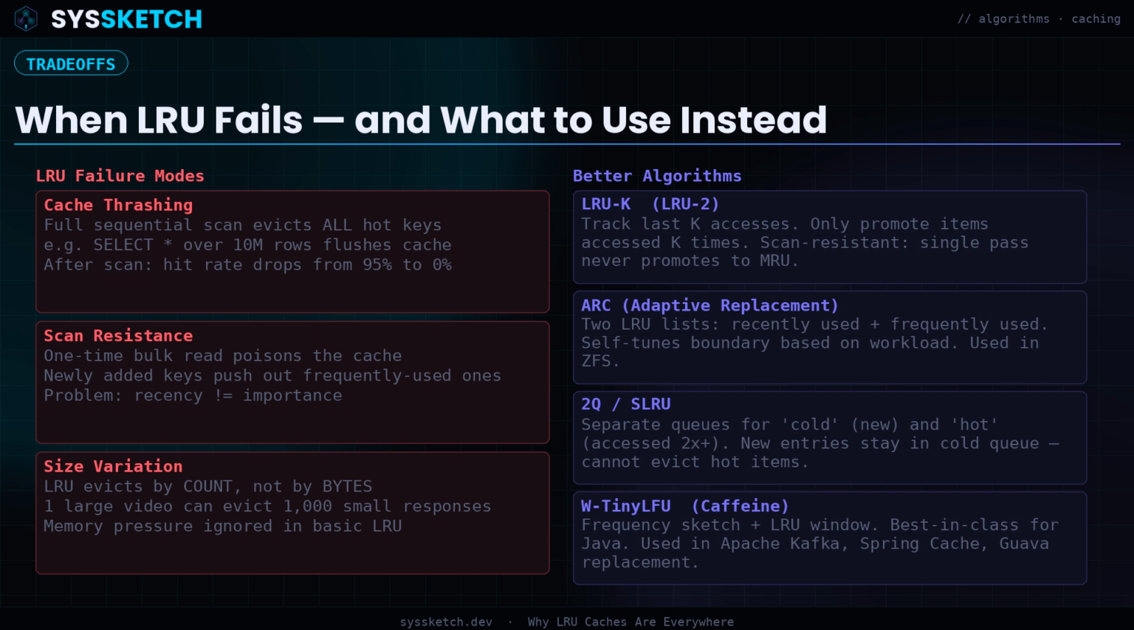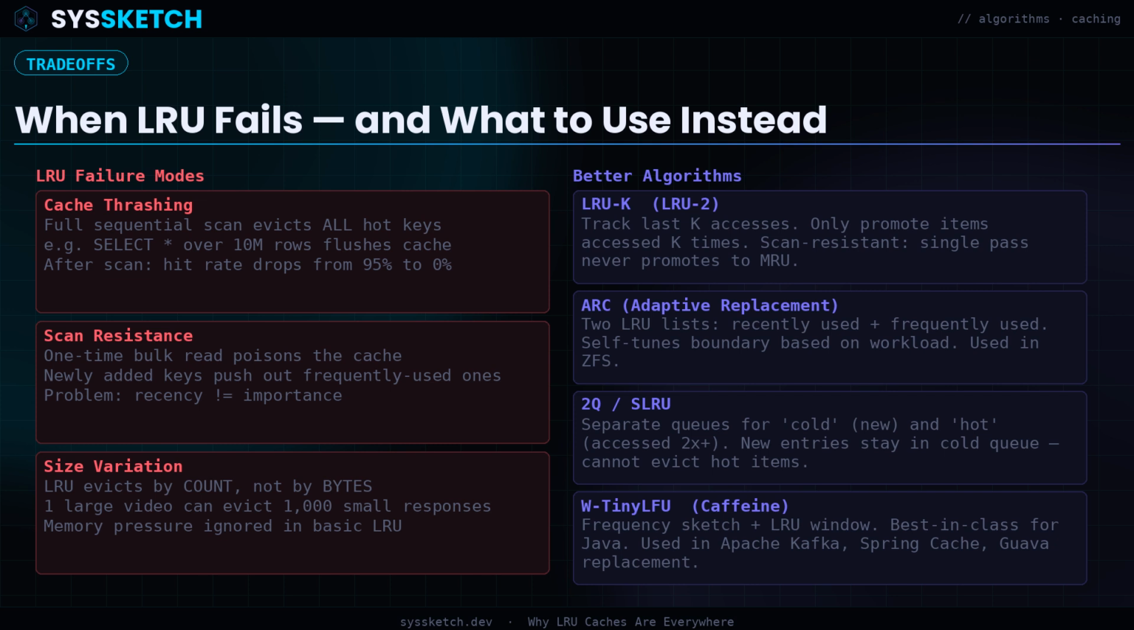For workloads with scan patterns, engineers reach for LRU-K, which requires a key to be accessed K times before it enters the hot zone, making it scan resistant. Adaptive Replacement Cache, used in ZFS, maintains two lists and self-tunes the boundary. W-TinyLFU, the algorithm behind the Java Caffeine library, combines a frequency sketch with a small LRU window and delivers the best measured hit rates in production benchmarks.